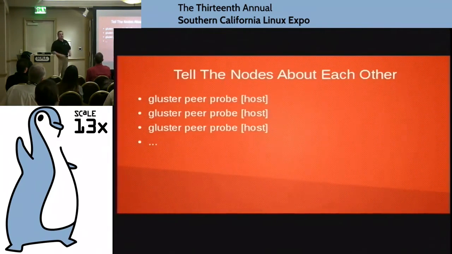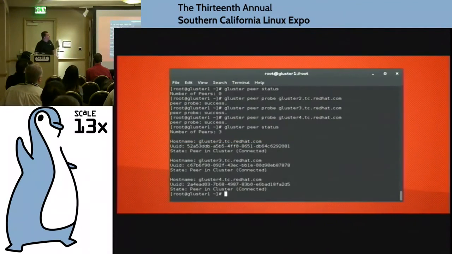Now we've got to tell the nodes about the other nodes. We've got to tell them about their place in the world, and the way that we do that is we do gluster peer probe and then the node that we want to probe. You repeat that for each one of the nodes on there. If you've got a whole bunch of nodes, I'd do a for loop, for i in seq 1 10, do blah, blah, blah. But anyway, this is what that looks like, right?